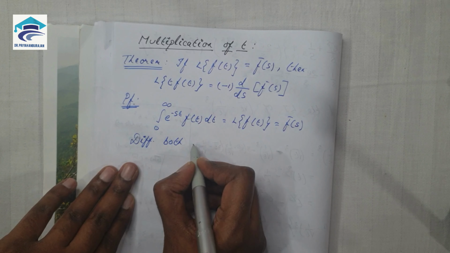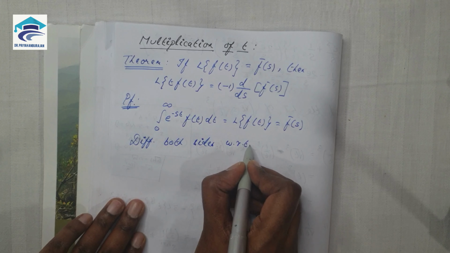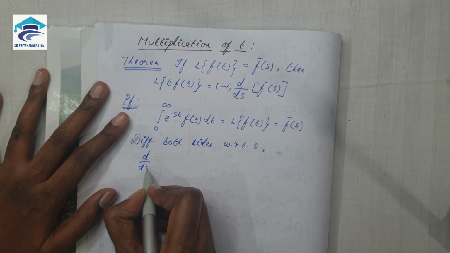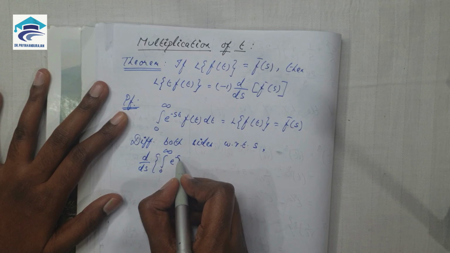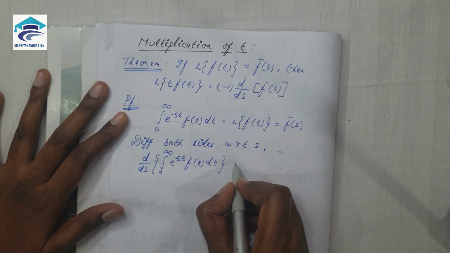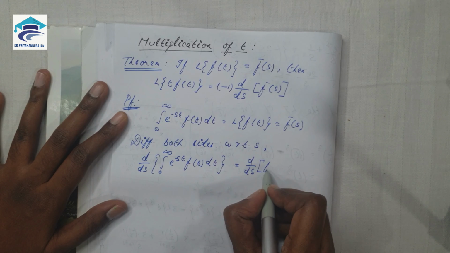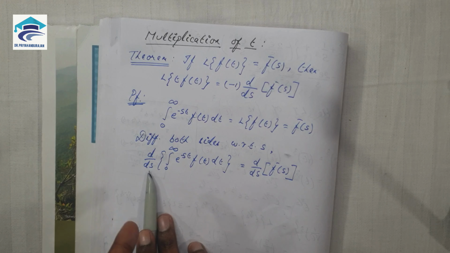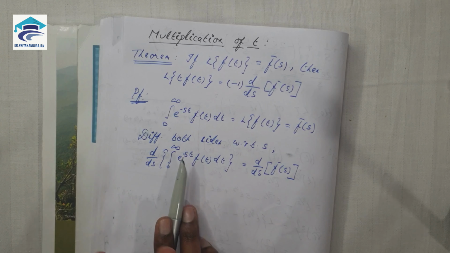Differentiating both the sides with respect to s, this will become d by ds of integral 0 to infinity e power minus st f of t dt, and the right hand side will be the differentiation of f bar of s. If you see the left hand side, you have a differentiation and an integration. However, it is not possible to evaluate the integral and then to find its derivative.